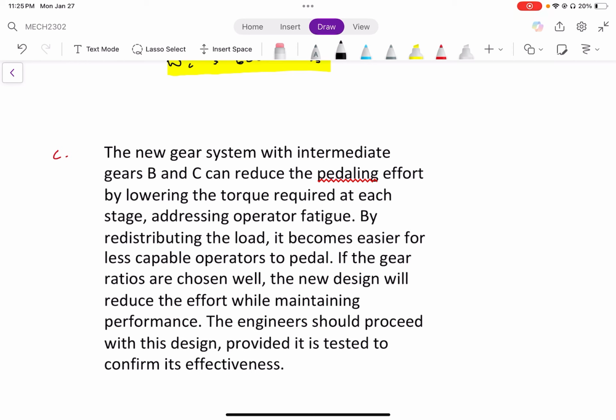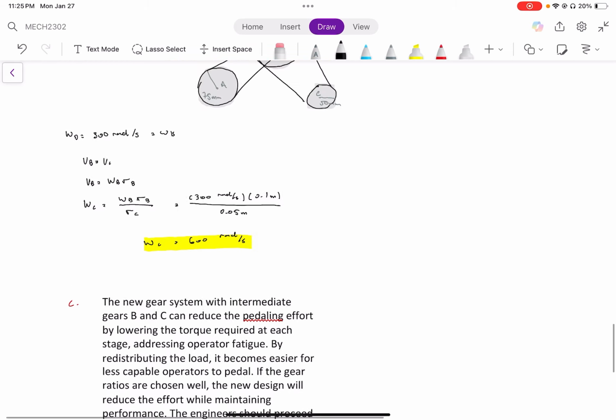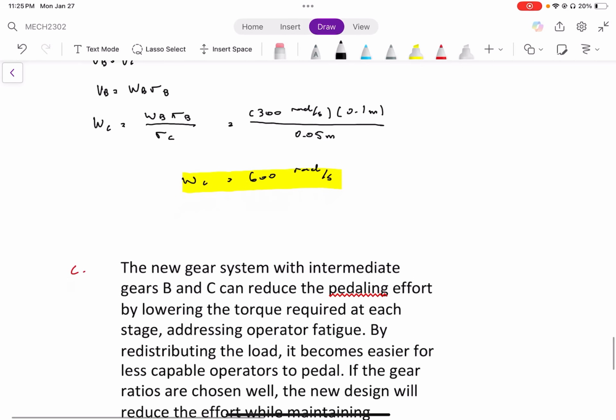If the gear ratios are chosen well, meaning that the gears are properly chosen, the new design will reduce effort while maintaining the performance. Because there are more gear systems, the effort will be lower, meaning that the speed could be maintained at the same pace. The engineers should proceed with this design because it proves its effectiveness based on the calculations and conceptual analysis.